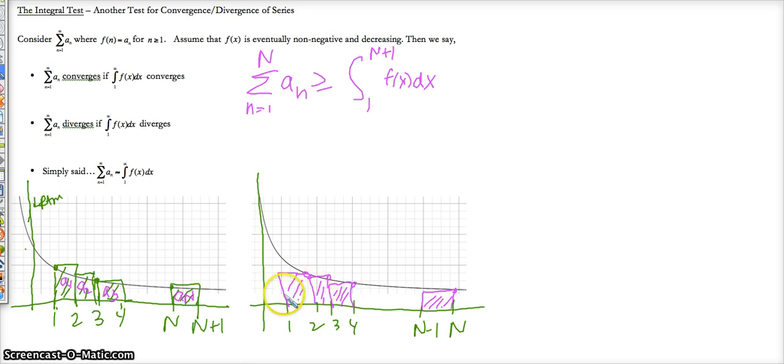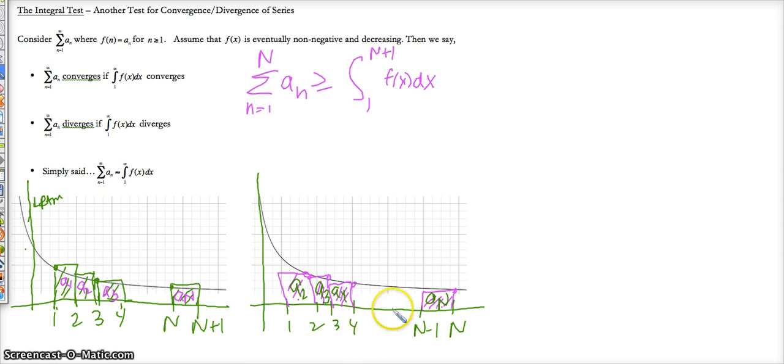So here's the thing. If I look at this rectangle and want to find its area, the area is the width, which is 1, times the height. And the height at that point is a sub 2, because it came from the second term's value. Then over here this is going to be a sub 3, a sub 4, and over here we're still at a sub n. Now this time, this sum is an underestimate of the value of the integral.